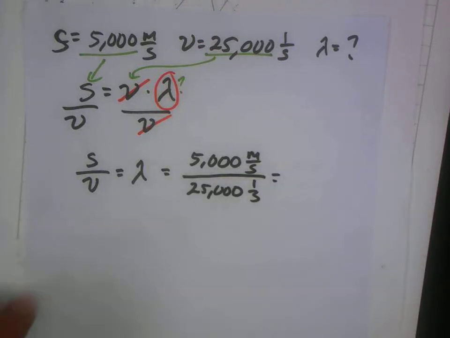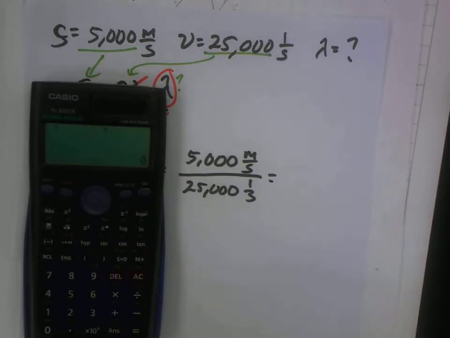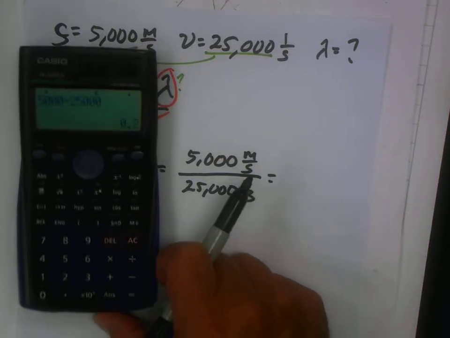See how I just had to plug that in once? I didn't have to divide by 25,000 on both sides. And so I'm going to get 5,000 divided by 25,000. If you plug that into your calculator, 5,000 divided by 25,000, I get 0.2 as your answer.